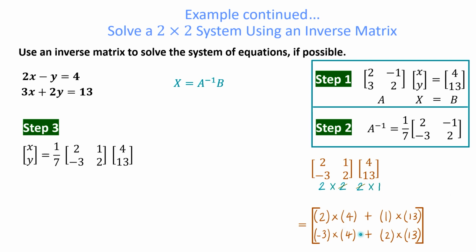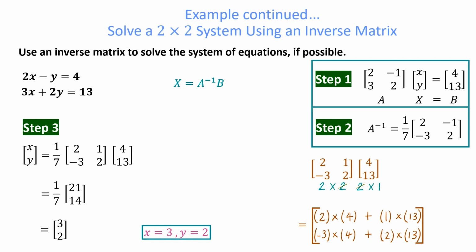Now this here will simplify to 21 and 14, and you can see we have 2 rows and 1 column. So now all we need to do is multiply what we have in this matrix here by 1 over 7 to give us 3 and 2. So this matrix X is equal to 3 and 2. So we know that X is equal to 3 and Y is equal to 2, which I've written over here.